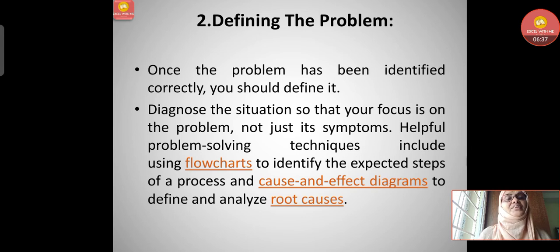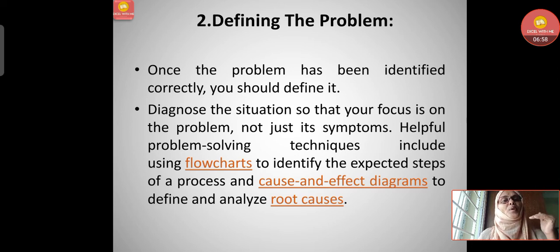Then let's have the second step, that is defining the problem. Once the problem has been identified correctly, you should define it. That means diagnose the situation so that your focus is on the problem, not on the different symptoms. Focus should be on the problem first.